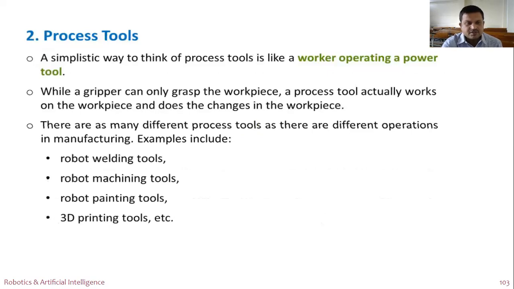Now, process tools. A simplistic way to think of a process tool is like a worker operating a power tool. While a gripper can only grasp the workpiece, a process tool actually works on the workpiece and makes changes in it. There are as many different process tools as there are different operations in manufacturing. Examples include robot welding tools, robot machine tools, robot painting tools, 3D printing tools, etc.